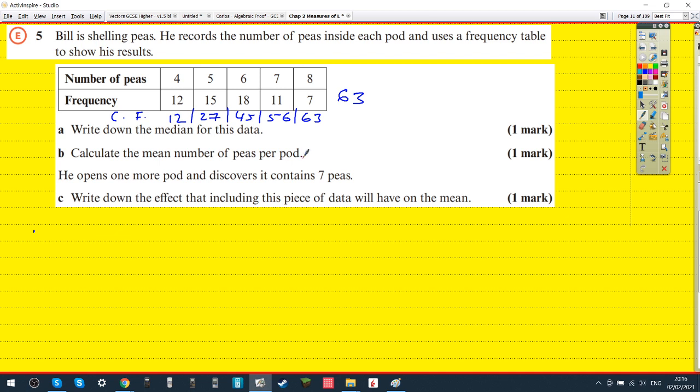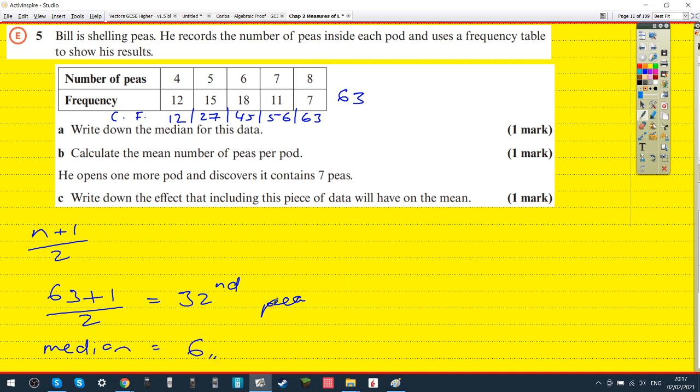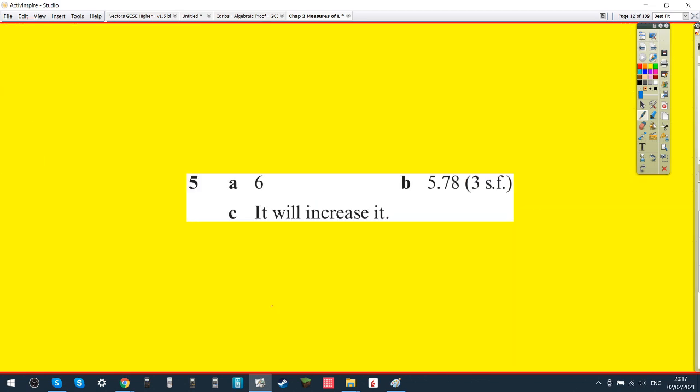And then you look at the one that's... Wait, so how do you know which one's the median? Would it be 45? Median is n plus 1 over 2. Oh yeah. So it'd be 63 plus 1 over 2. Yep. 32. Yep. So it'll be in the 45 category. So it's 6. That's it. So the median is 6 peas in a pod. Yeah. I think that's all right.